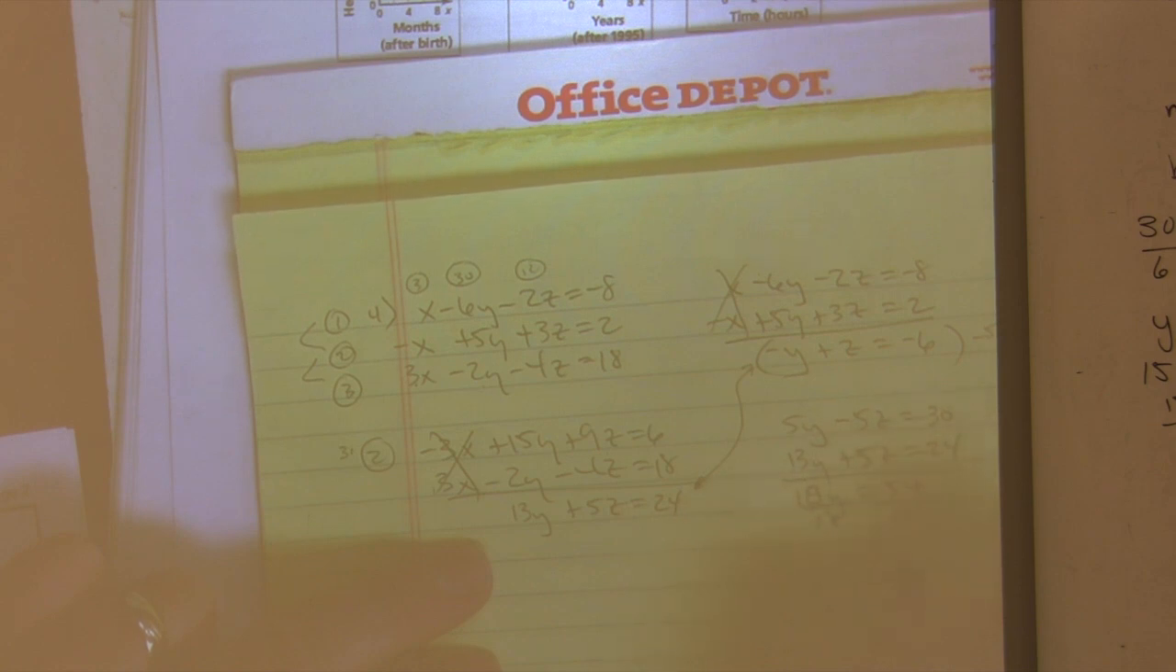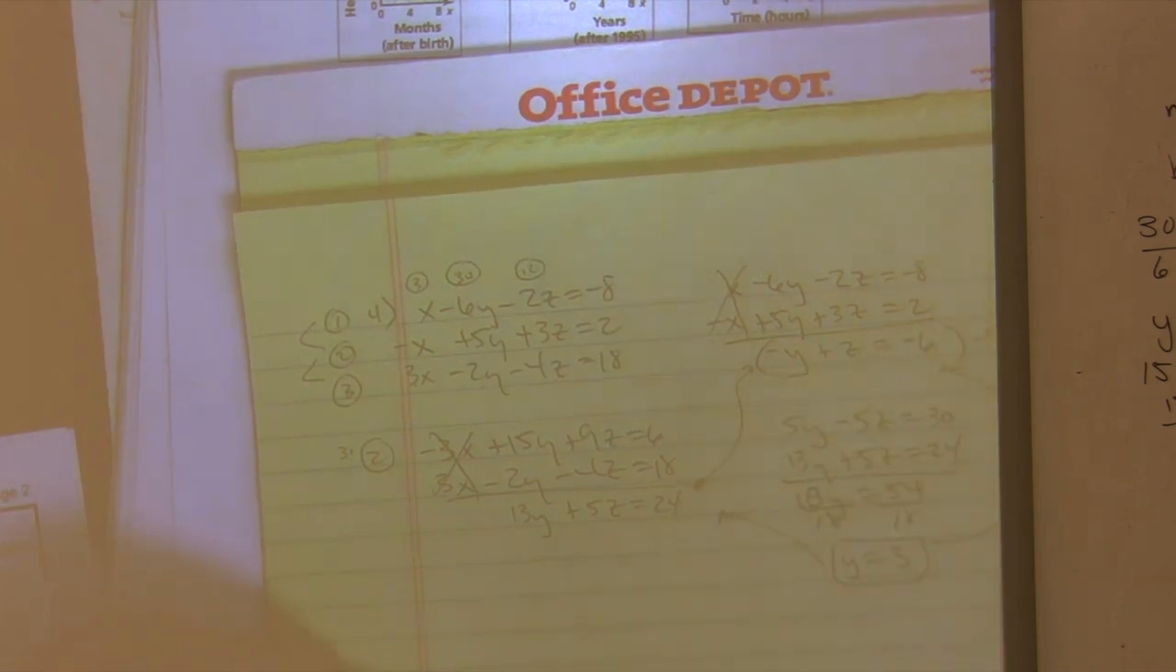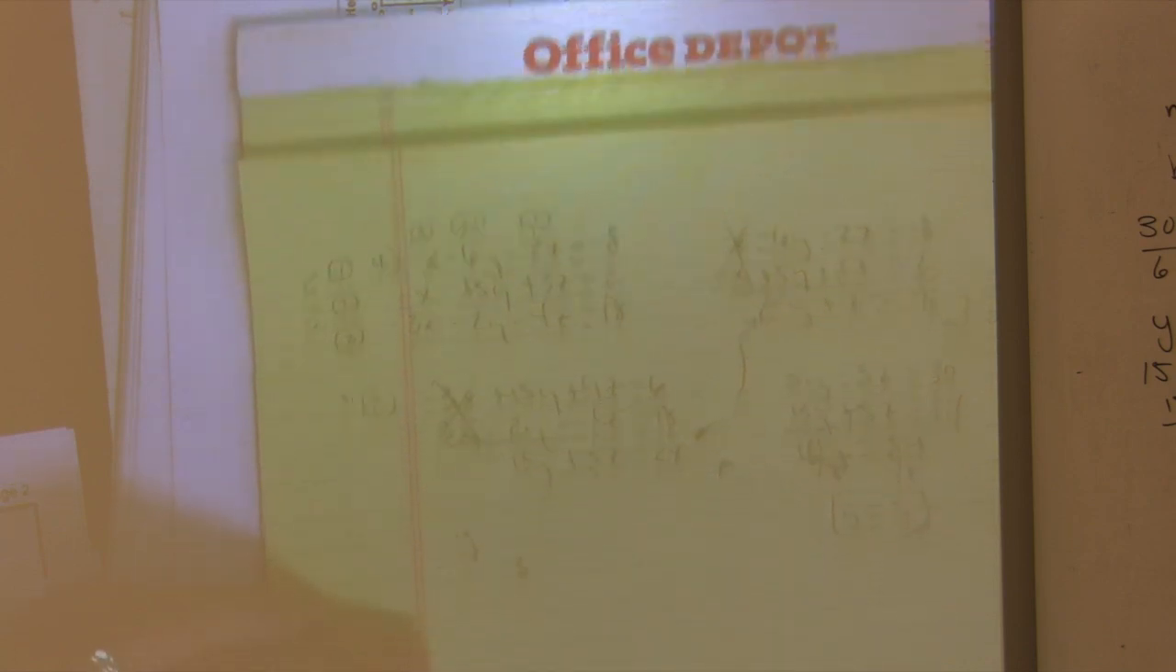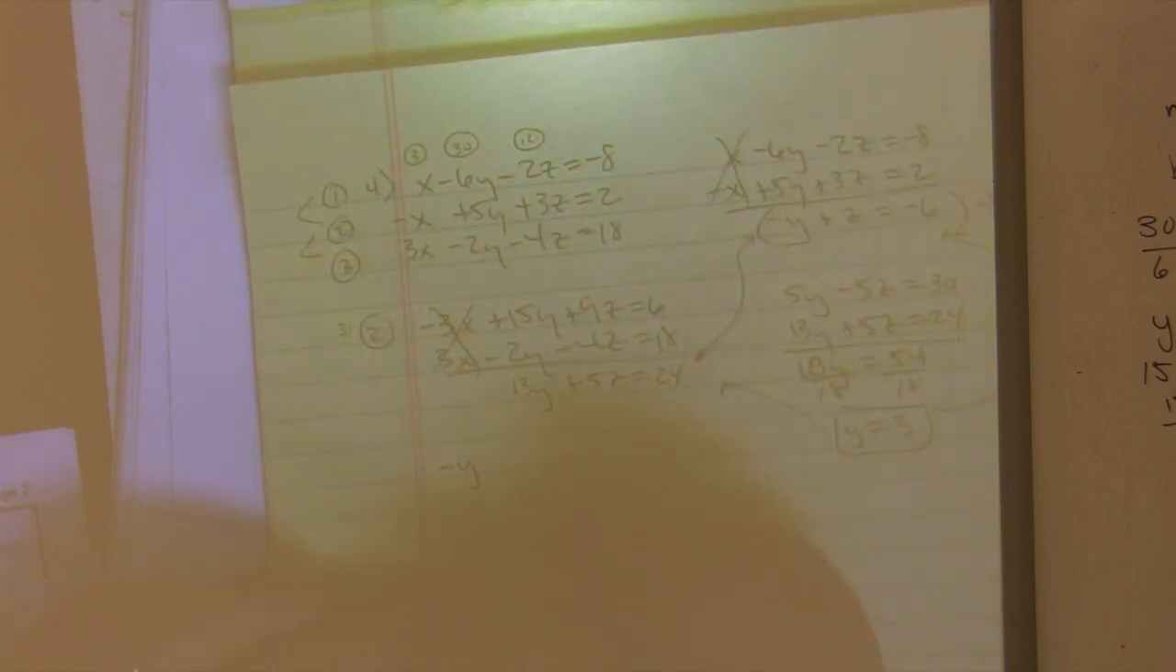So y equals 3. Now once you have one variable, you can plug that into either this equation or this equation and solve for z. So I'm going to go to this one because they're smaller, so negative y. I'm going to put in 3, so that becomes negative 3, and then plus z equals negative 6. So we add 3 to solve for z, so z equals negative 3.